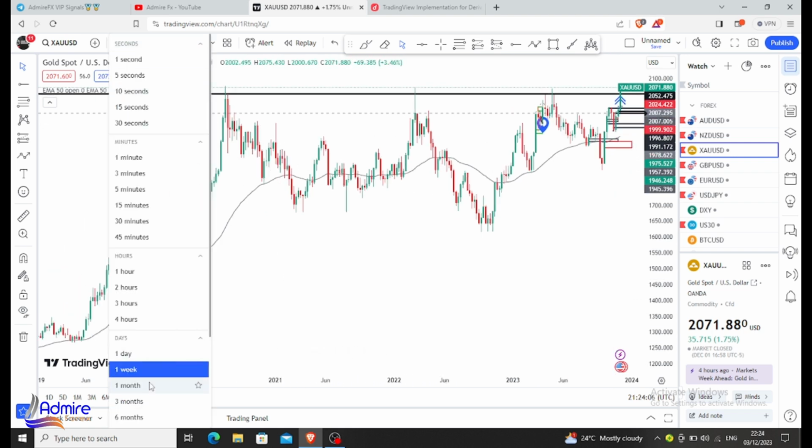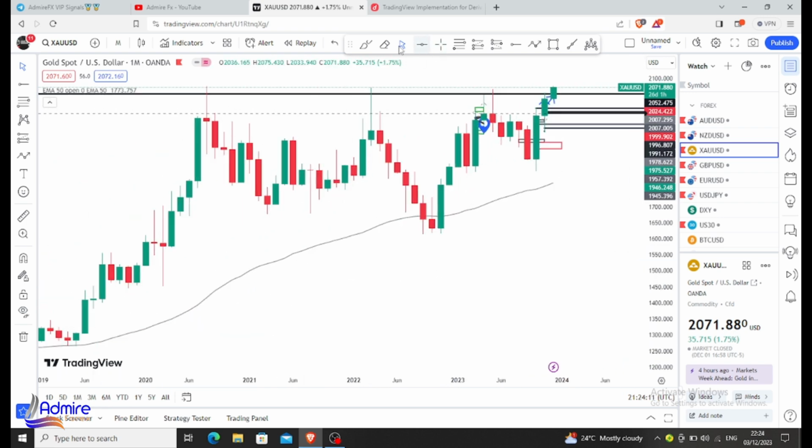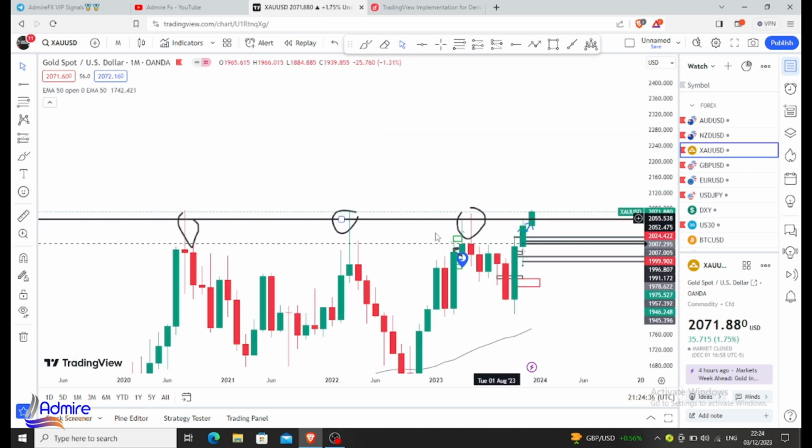Let me go to the monthly time frame so that you guys can have a clearer look. Okay, so gold has been bouncing off this area. One first touch, second touch, and a third touch. So gold has been bouncing since 2020, 2022, and 2023. So that's 3 times, and this is the 4th time price is getting to that area. And you guys can see from here, price is closing on a very strong bullish candle, a bullish candle close out of that zone.